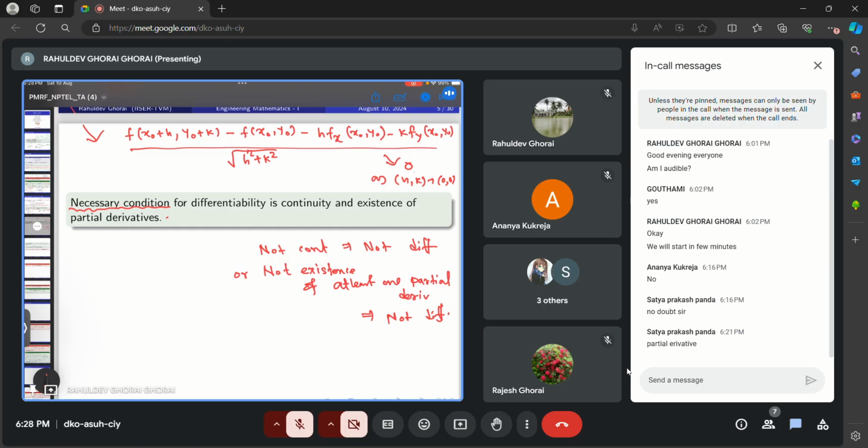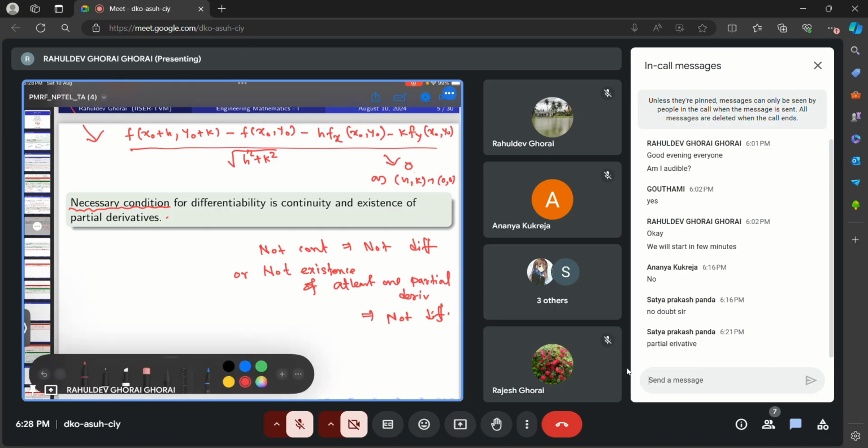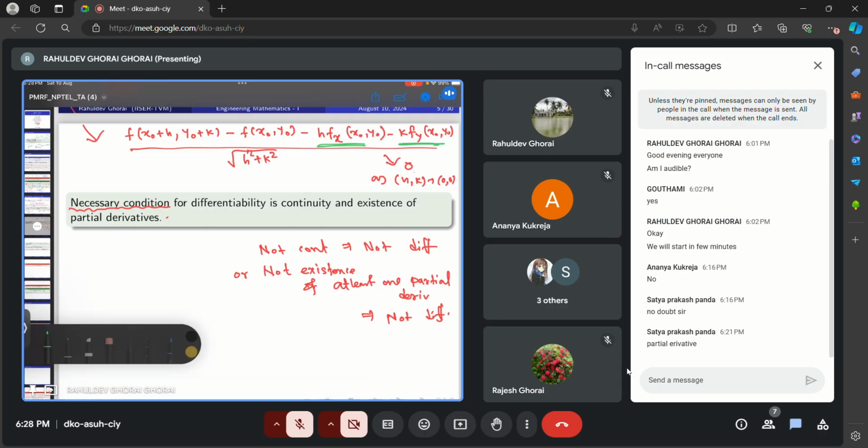Because to calculate the ratio converging to 0, you need this fx fy value, like I said. So fx and fy are needed to calculate this ratio. So we have to find out the limits first. And if we see that the limit of fx and fy does not exist, then we will say that it is not differentiable. That will become very easy. So the necessary condition implies that. But continuity and the existence of two partial derivatives does not imply differentiability.